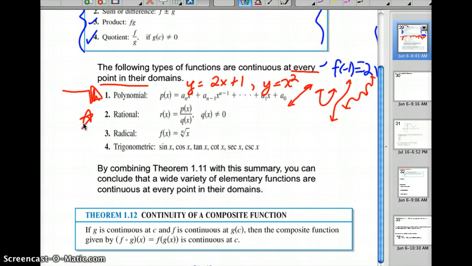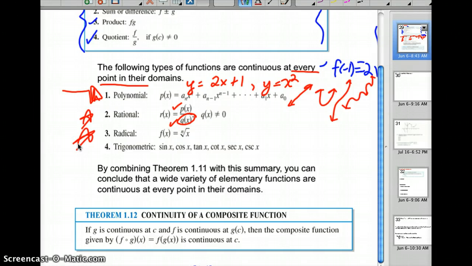Rational functions can be written as a polynomial divided by a polynomial. These are also continuous everywhere, again, as long as that denominator does not equal 0. And again, that creates a discontinuity. It can create either an asymptote if it's non-removable, or a hole in the graph if it's removable.